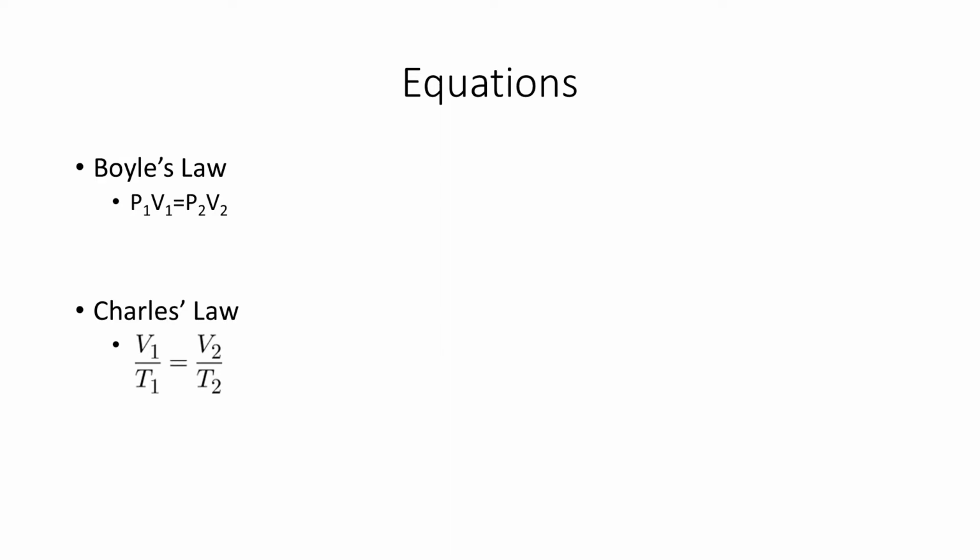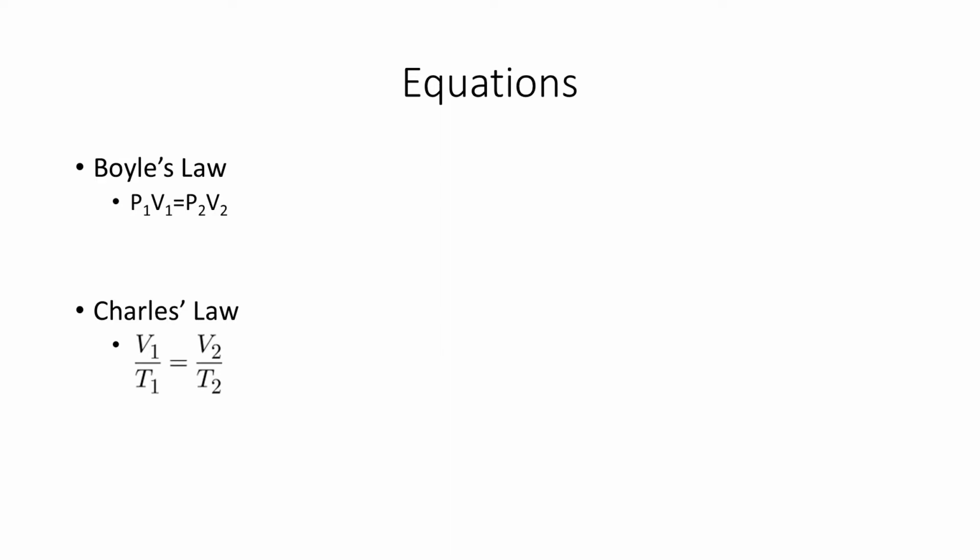Boyle's Law: pressure 1 times volume 1 equals pressure 2 times volume 2. P1 and V1 are simply the initial conditions, where you're starting. P2 and V2 are ending conditions, where you're ending up. This is an indirect relationship, which means if one goes up, the other goes down.